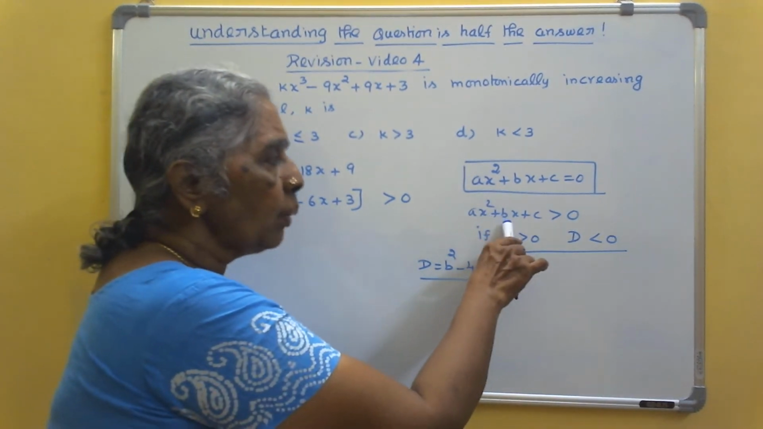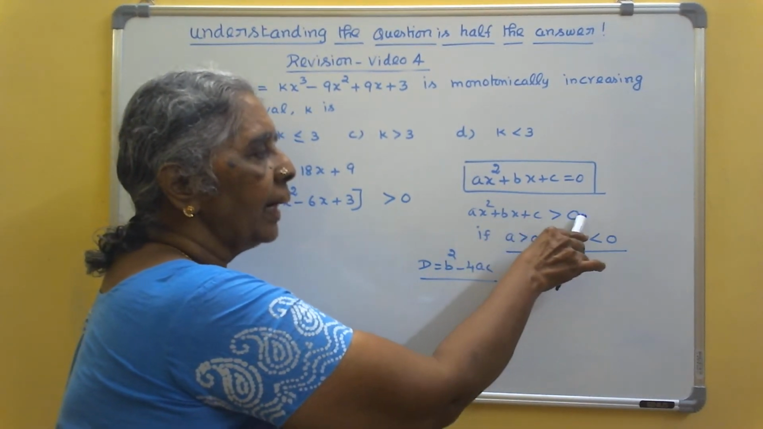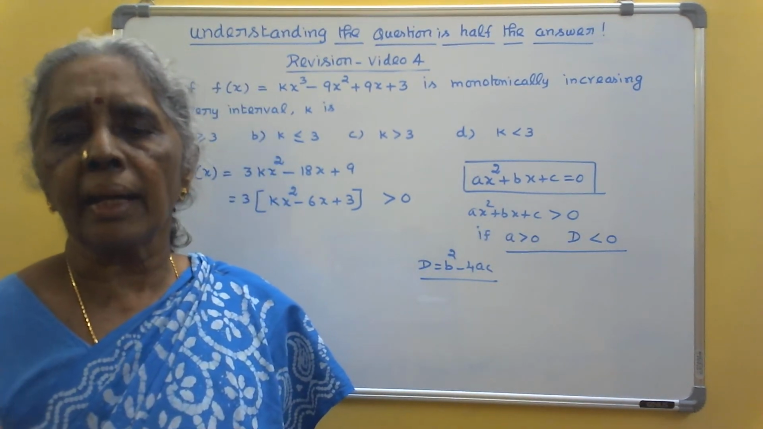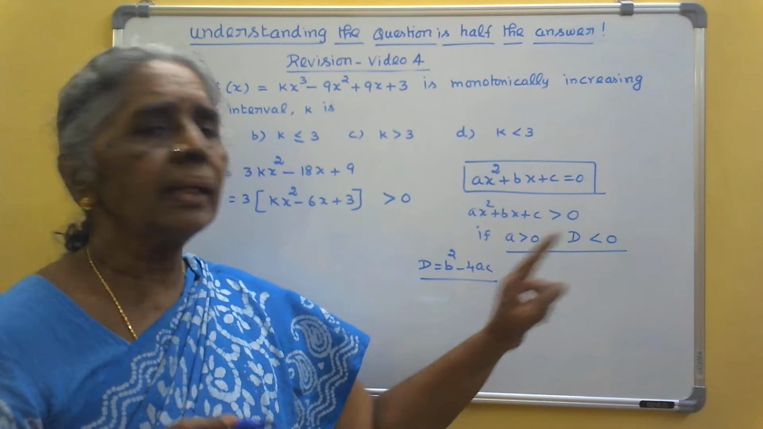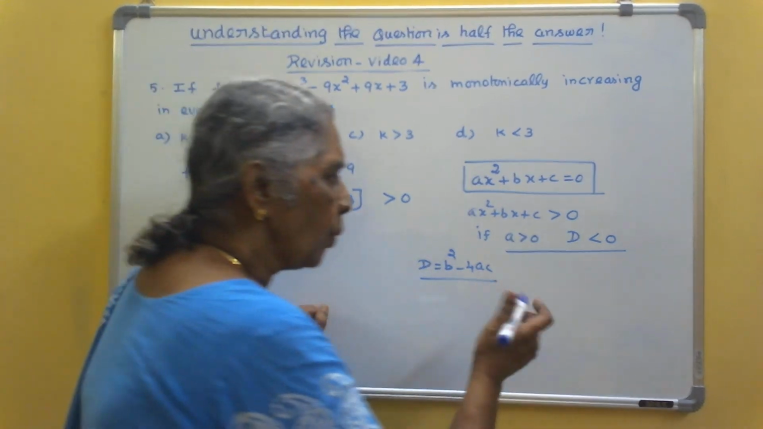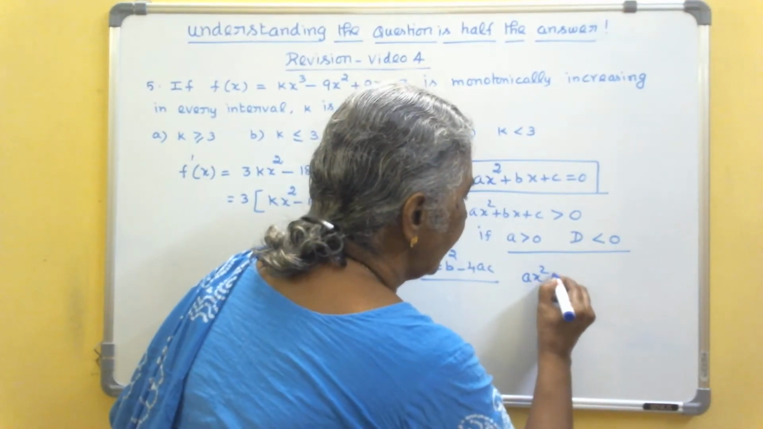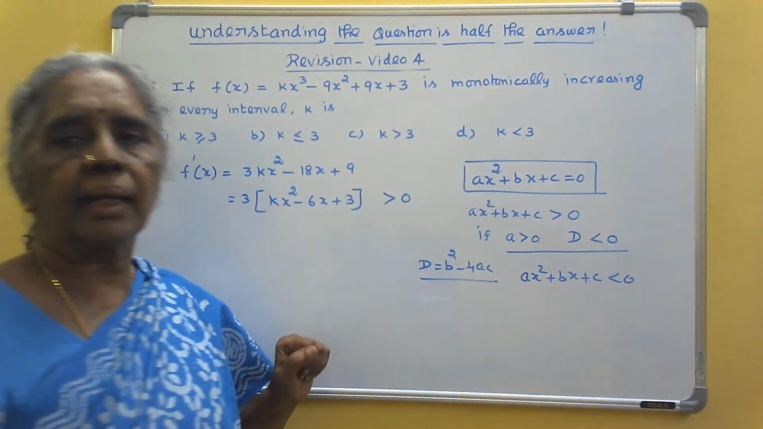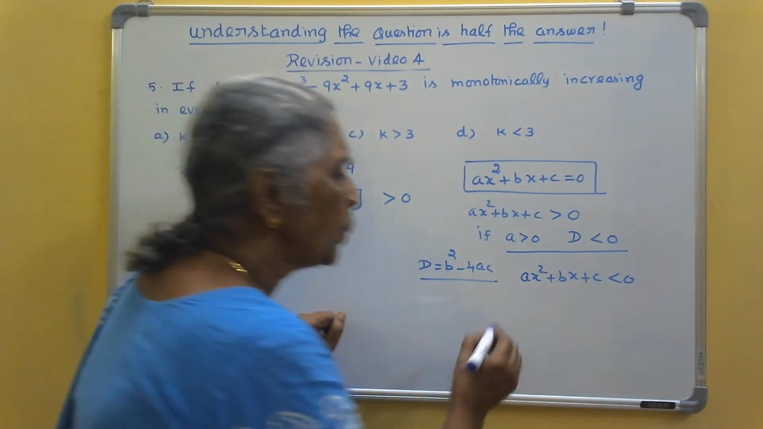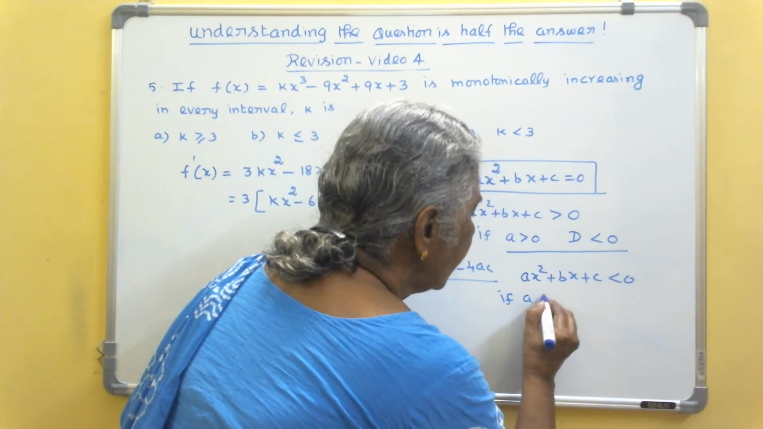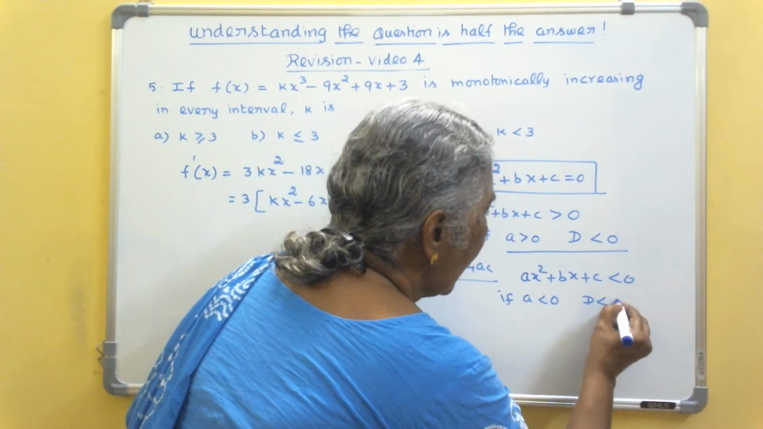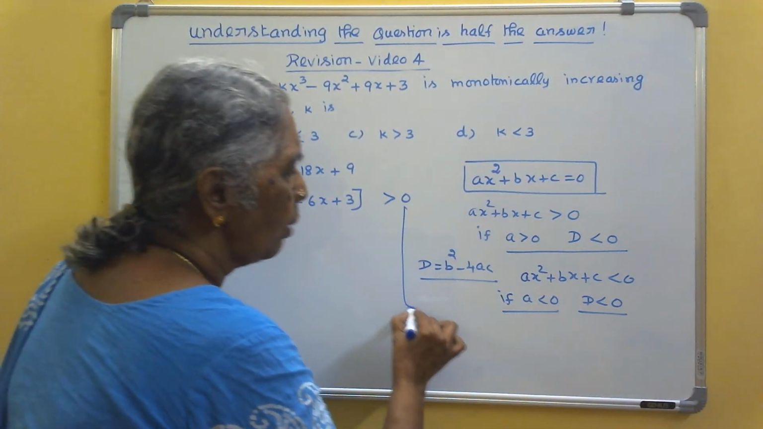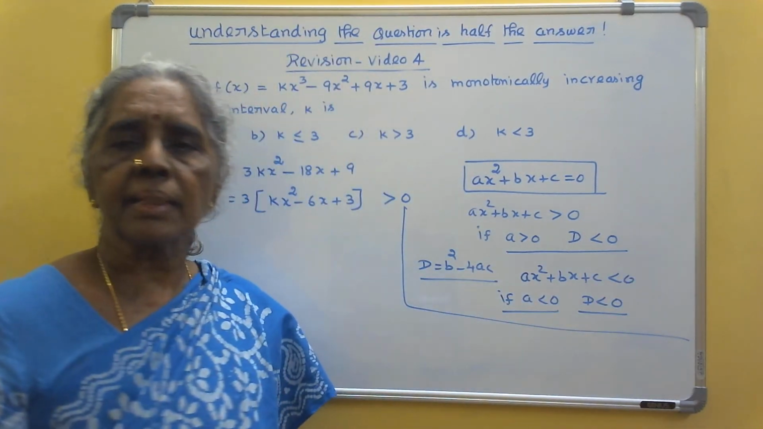So if the quadratic should be greater than 0, two conditions: A greater than 0 and D less than 0. Supposing in some other sum you need ax squared plus bx plus c less than 0, now the two conditions are A less than 0 and D less than 0. So please note down this concept. This is important.